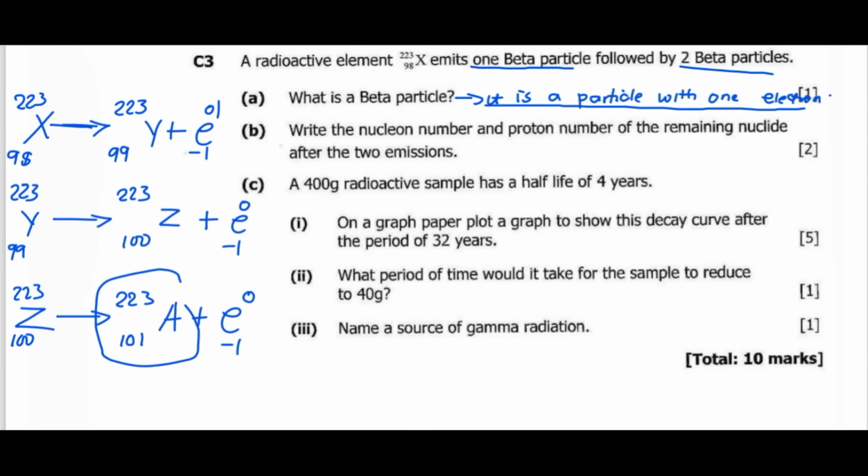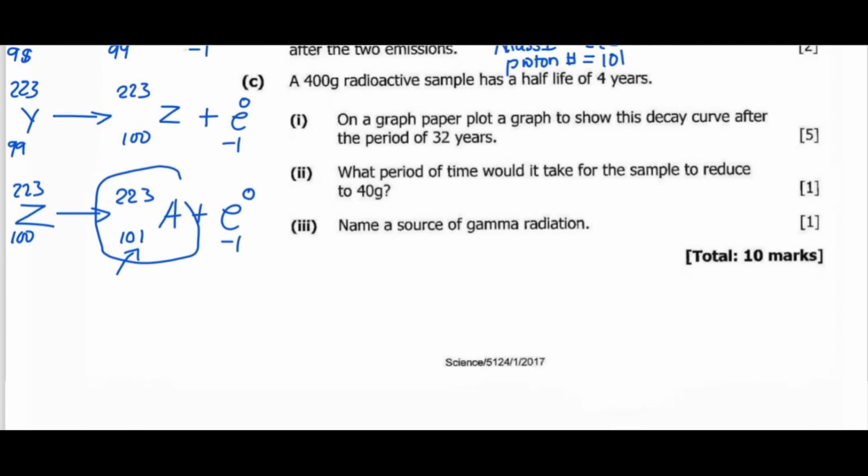So the question is, we want to find the nucleon number. The nucleon number is the same as the mass number, so the mass number is still 223. Then the proton number will be 101. The proton number is just the number here.